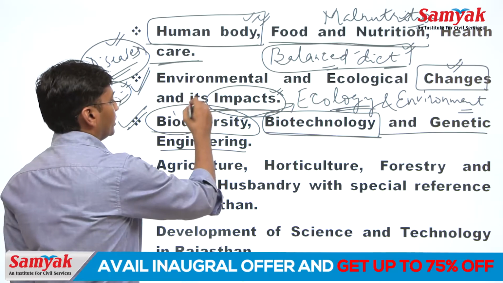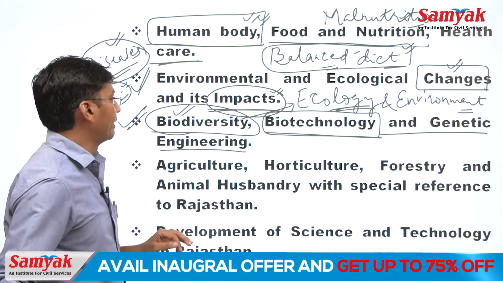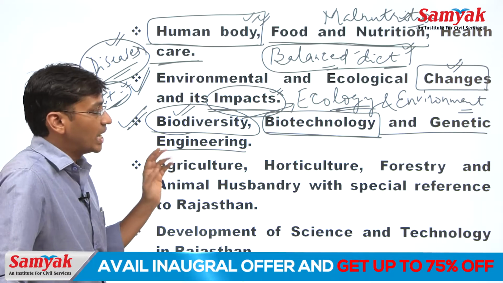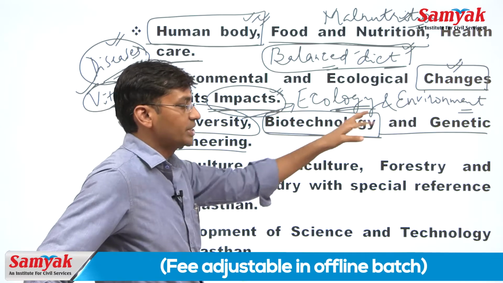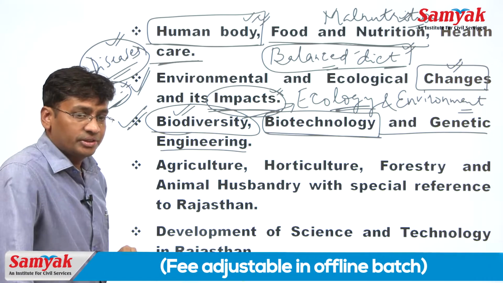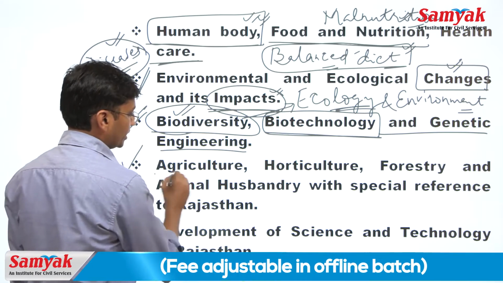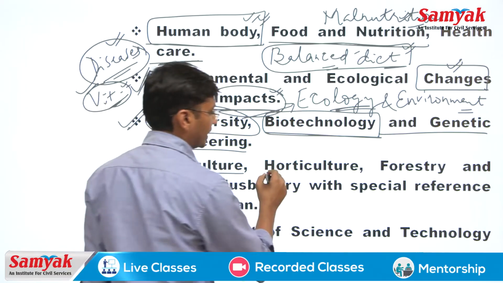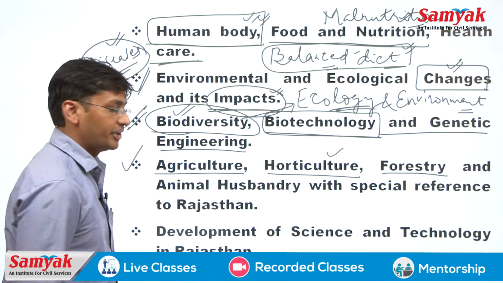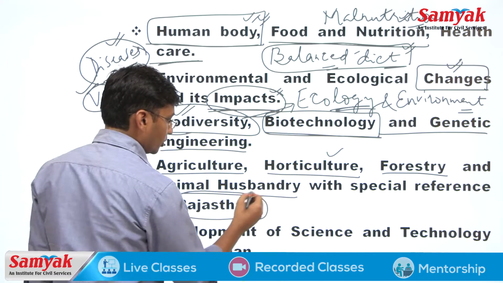So, definitely there should be a detailed discussion about all these topics, okay. We have seen that there are many questions asked from this chapter, that is biotechnology and genetic engineering, as well as from the biodiversity part. Then the next topic is agriculture, horticulture, forestry and animal husbandry with special reference to Rajasthan, okay.